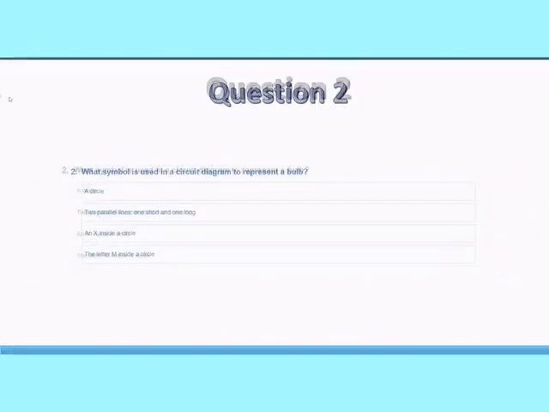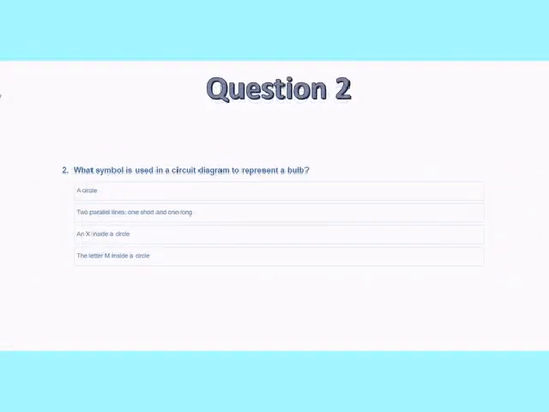Question 2. What symbol is used in a circuit diagram to represent a bulb? Is it A, a circle? Is it B, two parallel lines, one short and one long? Is it C, an X inside a circle? Or is it D, the letter M inside a circle? Pause the video and record your answer down.